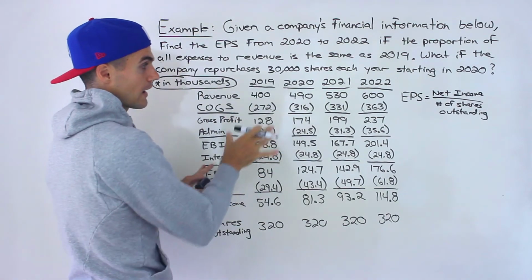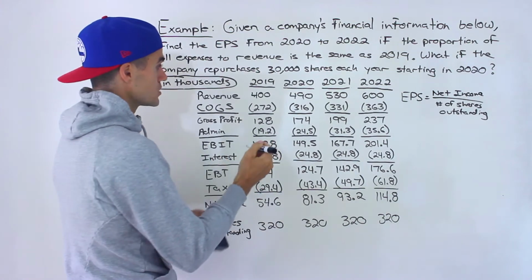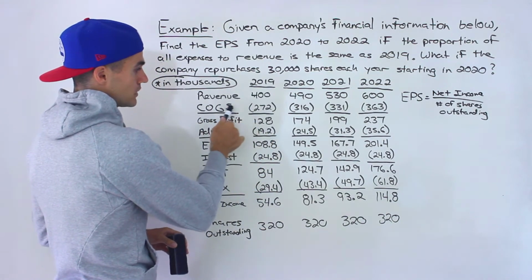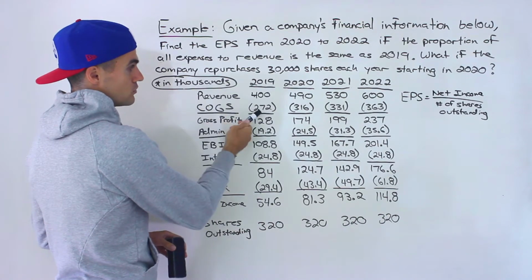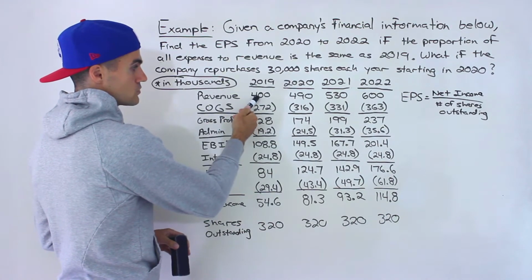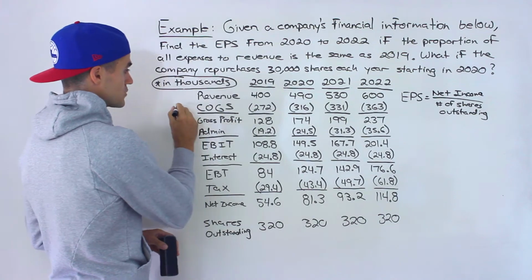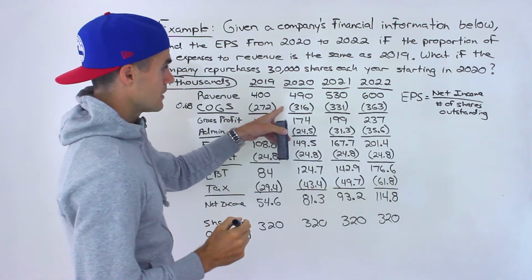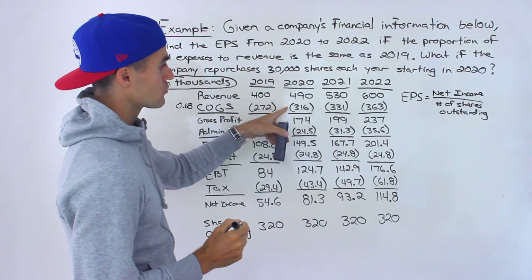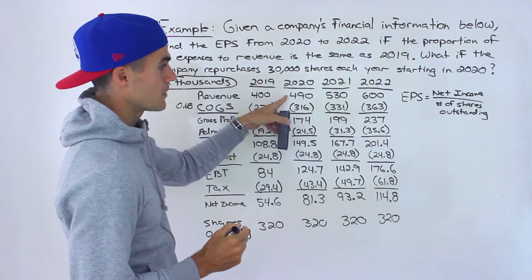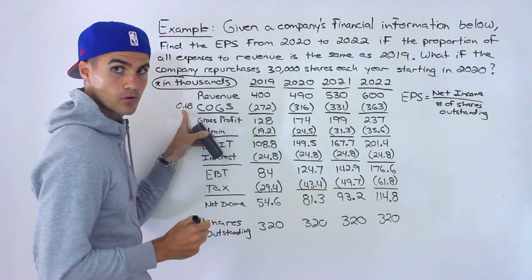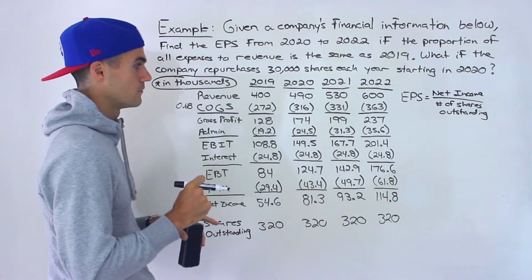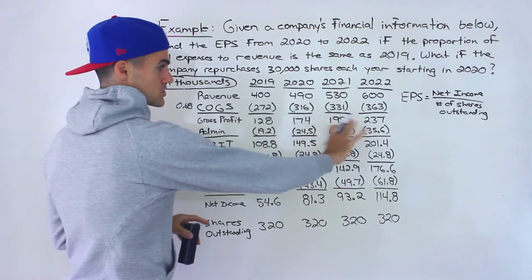And notice right now, it's not the same. So for example, if we look at cost of goods sold, the proportion of cost of goods sold to revenue for 2019, 272 divided by 400, would be 0.68. But then, for 2020, 316, the cost of goods sold, divided by 490, you're not going to get 0.68. You're going to get about 0.65. So the proportions are different.